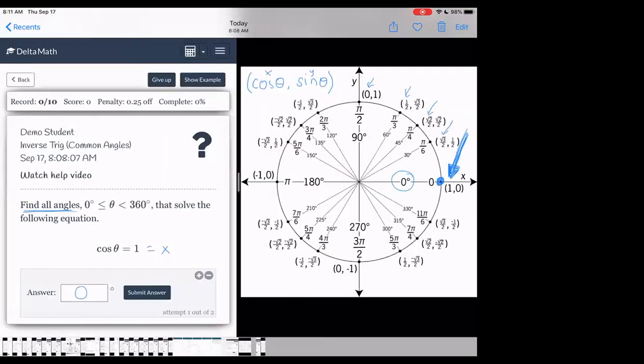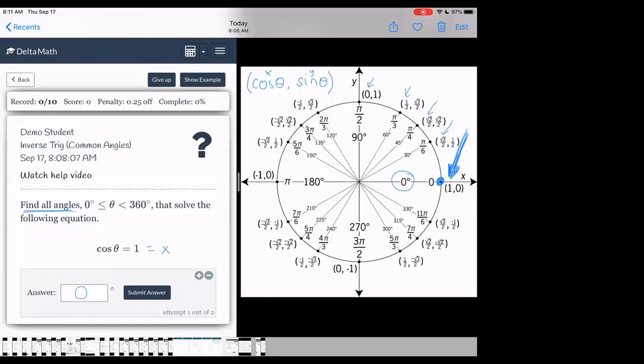Okay, so just to repeat what I said, we know that cosine is x and sine is our y. So if they tell us cosine of theta is equal to 1, then we know that our x is equal to 1 because cosine and x are the same thing. So we look on our unit circle to see where we have 1 as our x value.